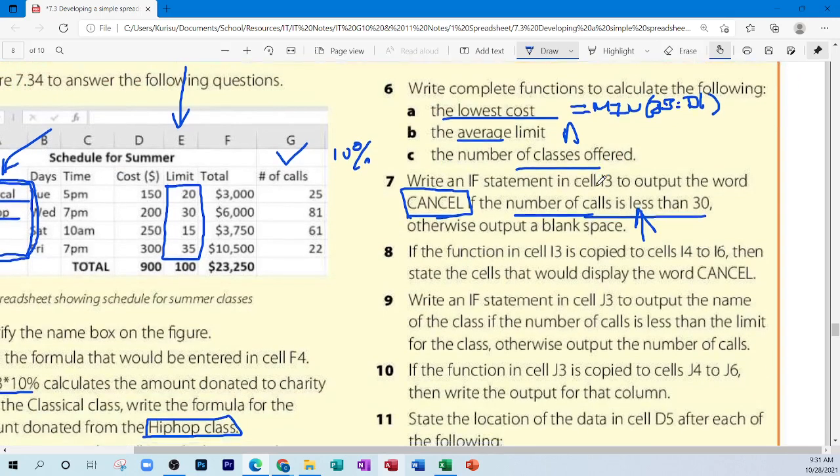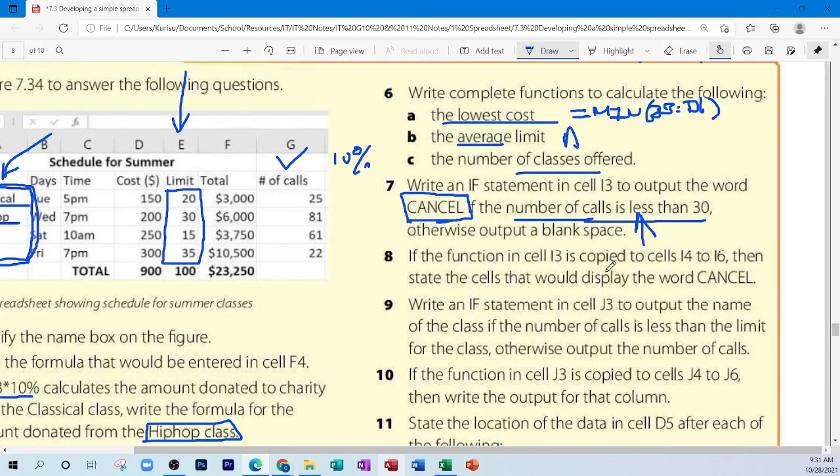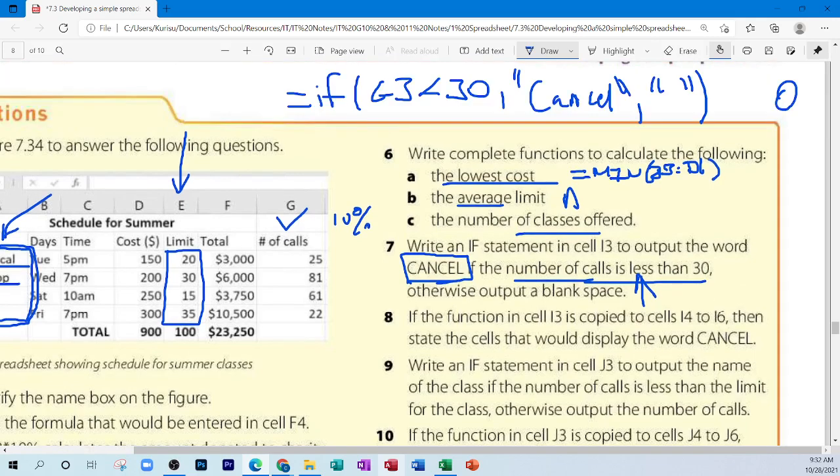Alright, so question number 8. If the function in cell I3 is copied to I4 to I6, then state the cells that would display the word cancel. Rakeisha? Cells I3 and I6.